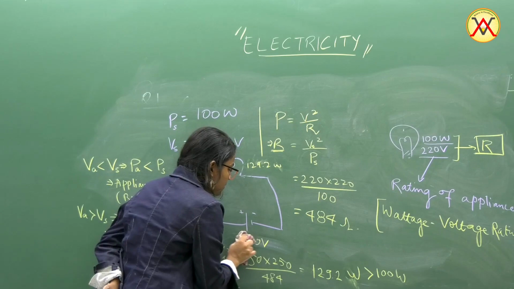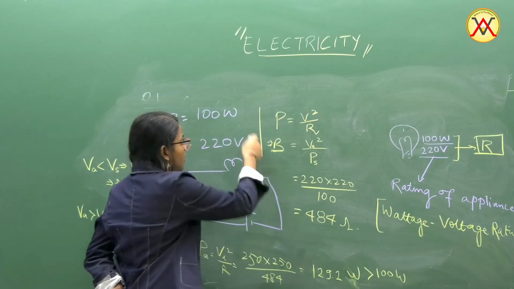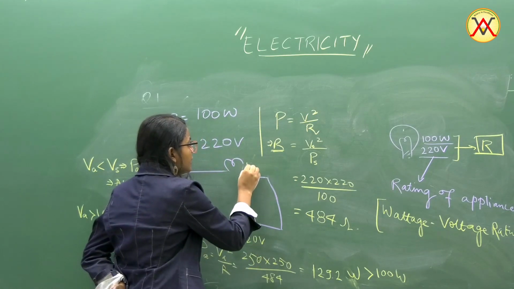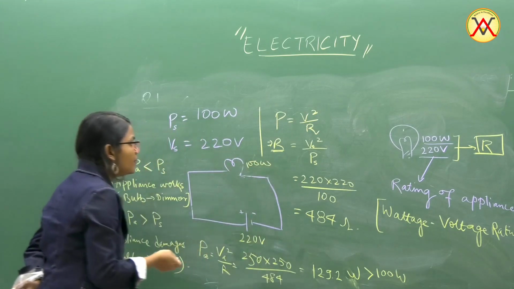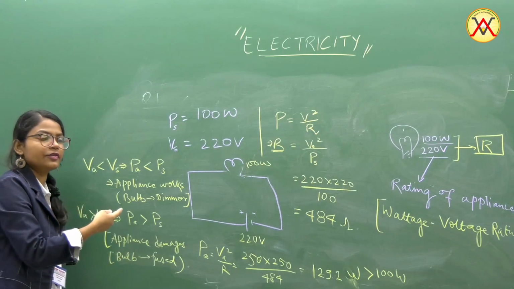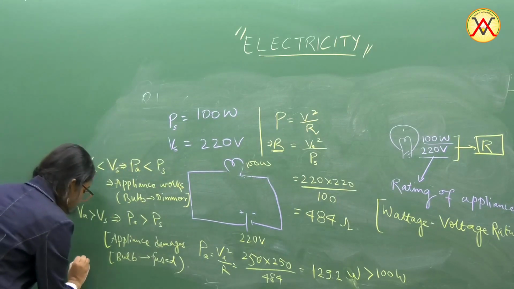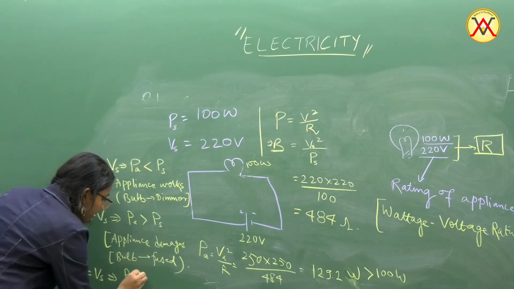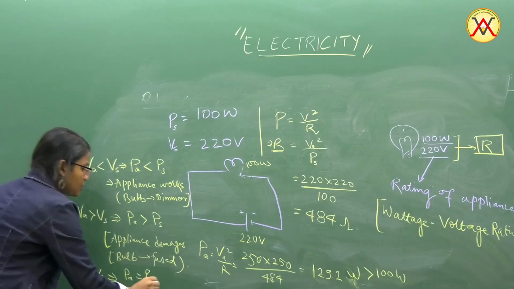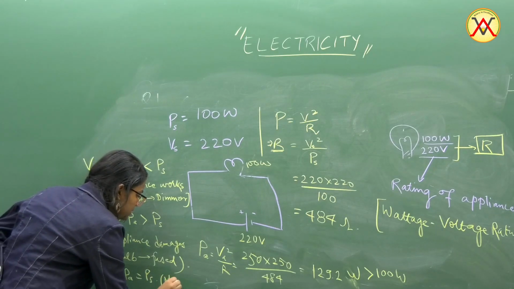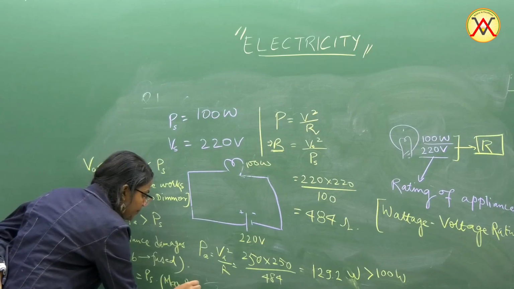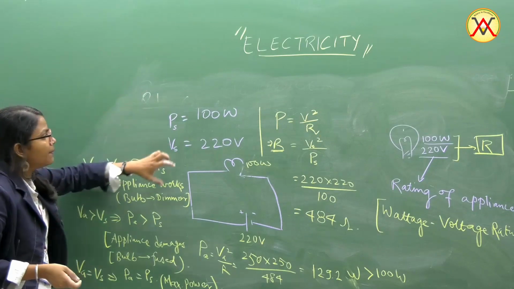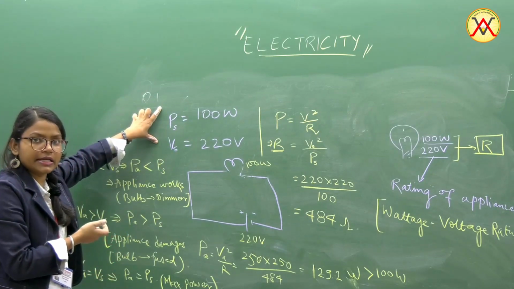And in the case when our applied voltage is almost equal to our rated voltage, then our bulb or appliance works at its maximum efficiency or maximum power. So when VA equals VS, that means PA equals PS. So here our appliance works at its maximum power, with the use of our electric power rating.